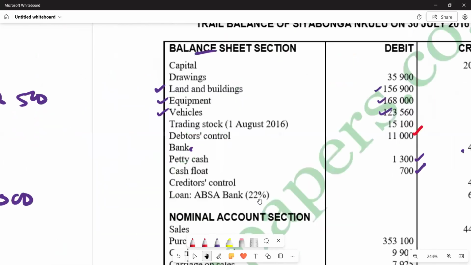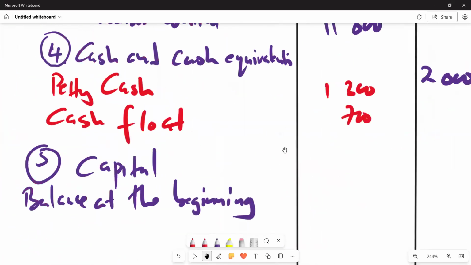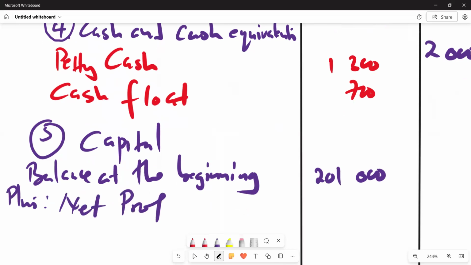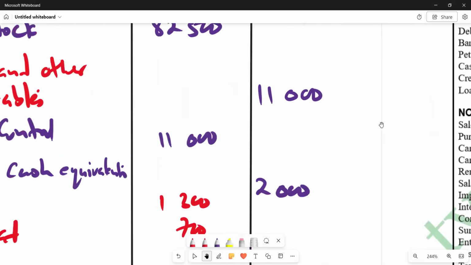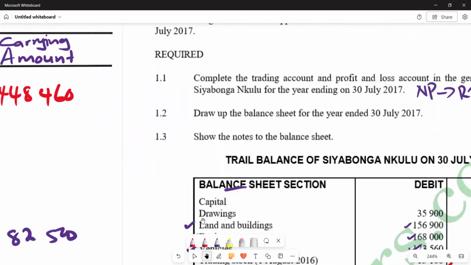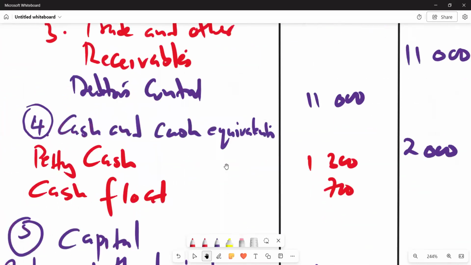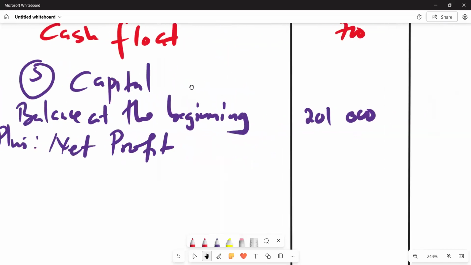We come here. We are saying 201,000. And then we are supposed to add net profit. So we can just say plus net profit. Remember the net profit figure was calculated in the first part of the question, which was done in the previous video. We can just refer back there. And when it was calculated, we got 216,860. So this is the figure for our net profit.